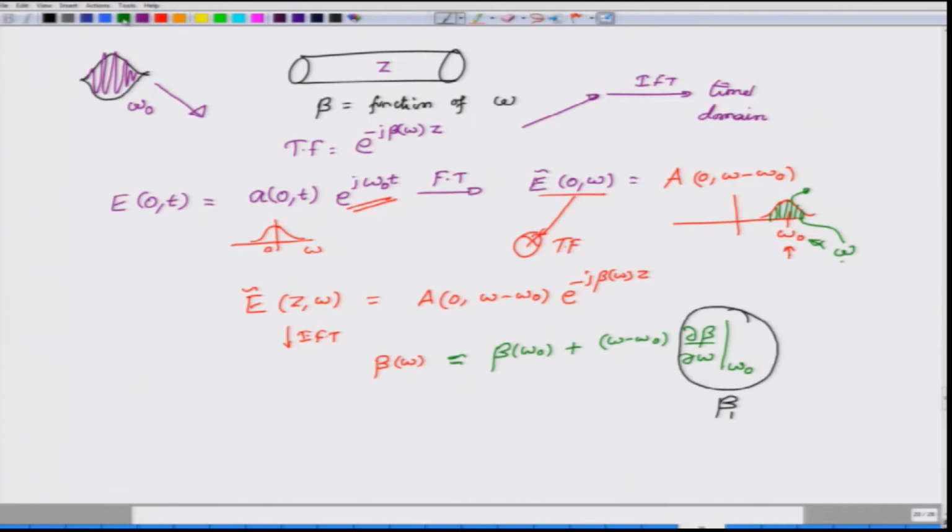Okay. So, then the next term would be omega minus omega 0 squared by 2 times del square beta by del omega square, again evaluated at omega 0. It turns out that this del square beta by del omega square is written as beta 2. Of course, this beta 1 is a function of the frequency omega 0, and beta 2 is also a function of frequency omega 0. So, this is the Taylor series expansion.